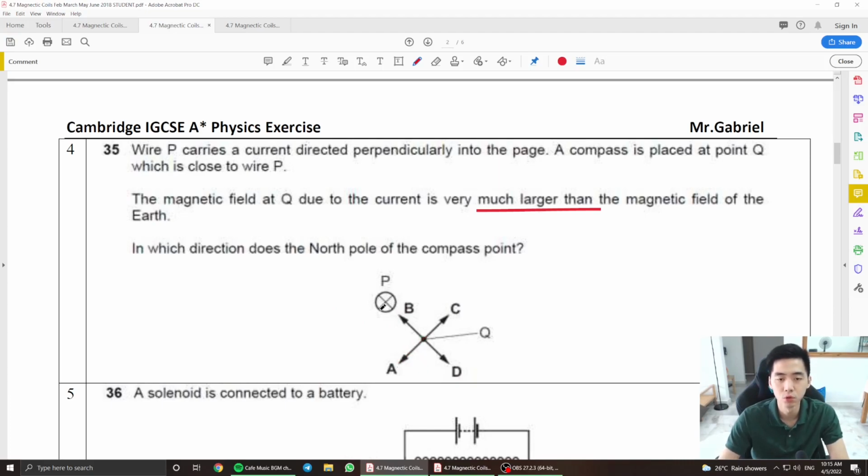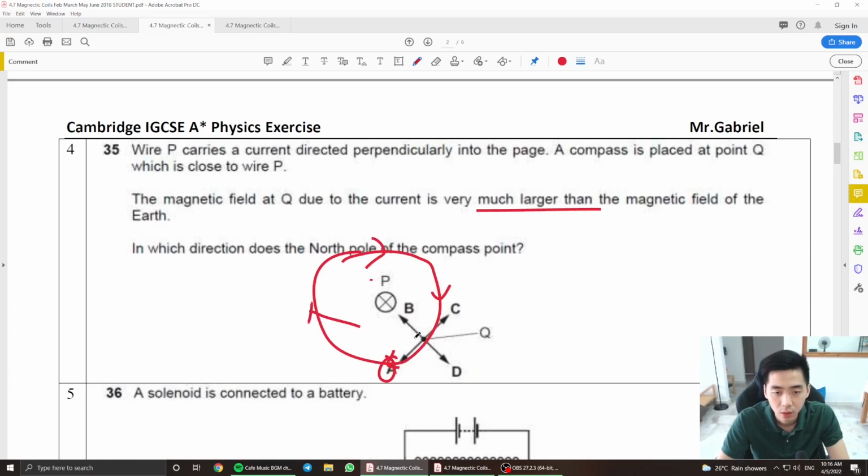So first and foremost, you should understand that if the current is going into the page, you're using your right hand grip rule again, and you see that your four fingers are rotating in the clockwise direction. If your magnetic field is in the clockwise direction, the only logical answer here is going to be A, because you can imagine the magnetic field is in this direction. So your only logical answer which is affecting the compass is going to be A.